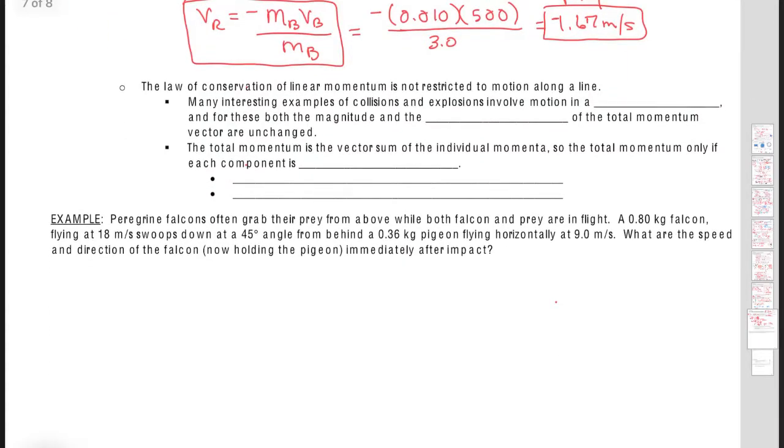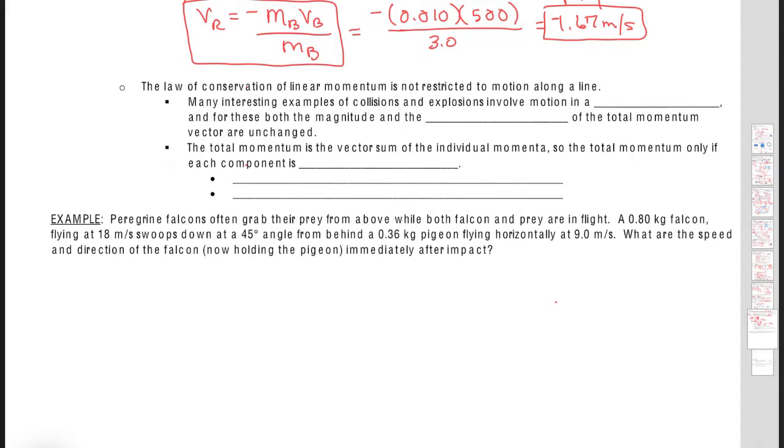Okay, so in this video we're going to keep talking about conservation of momentum, but what we're going to do is look at two-dimensional conservation of momentum, in the example of a two-dimensional inelastic collision and a two-dimensional elastic collision.